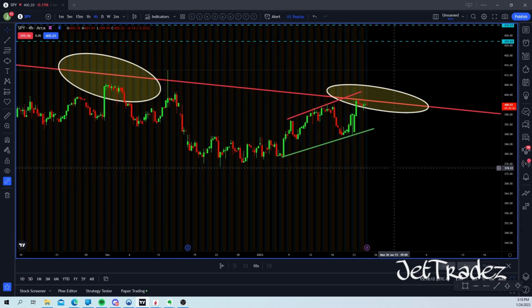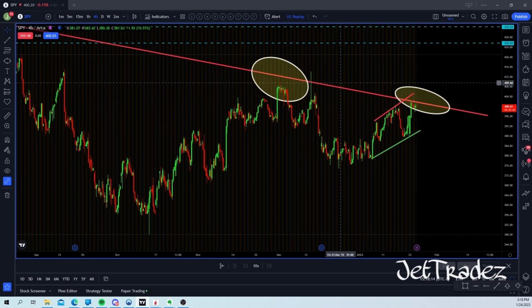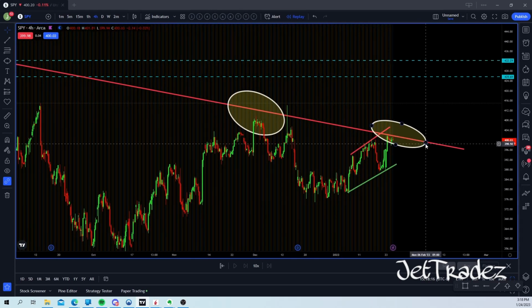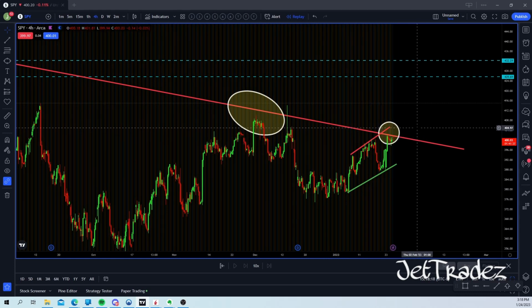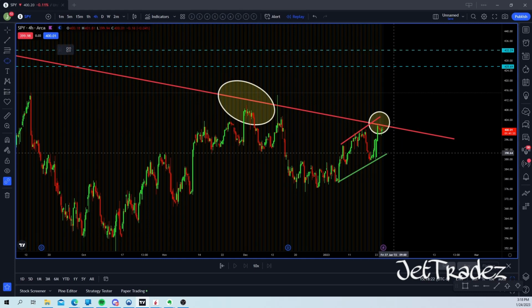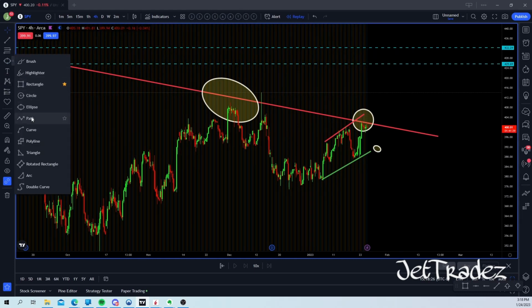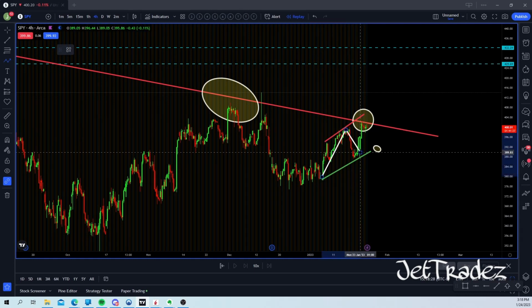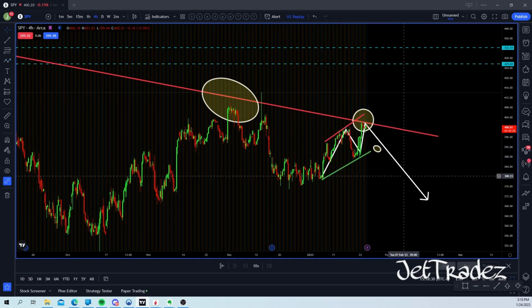See that? So now the same thing that happened on the bigger time frame, guess what could happen here? Come back down to tap here and then go back up. This is a bearish pattern, though. That's the thing you gotta know. This is a bearish pattern. Goes like this, and then it comes back down.